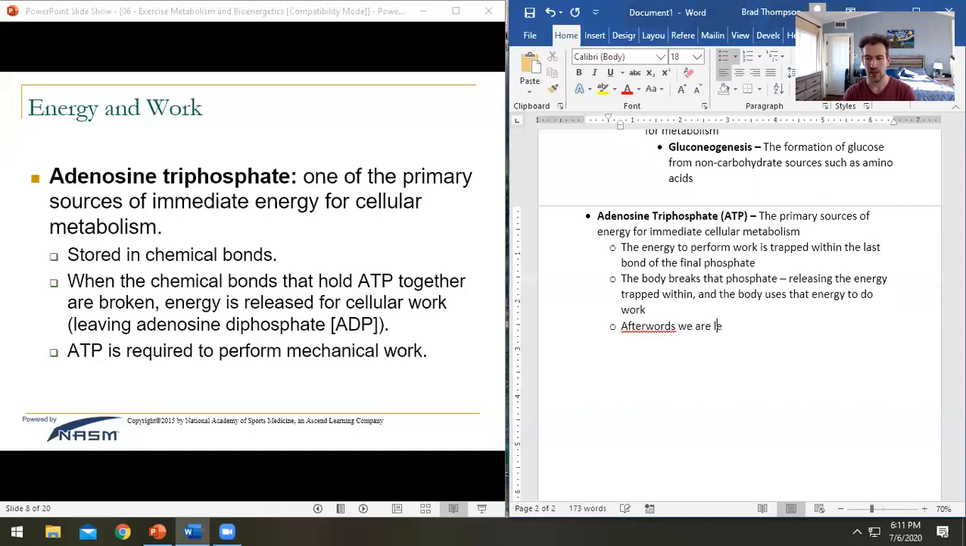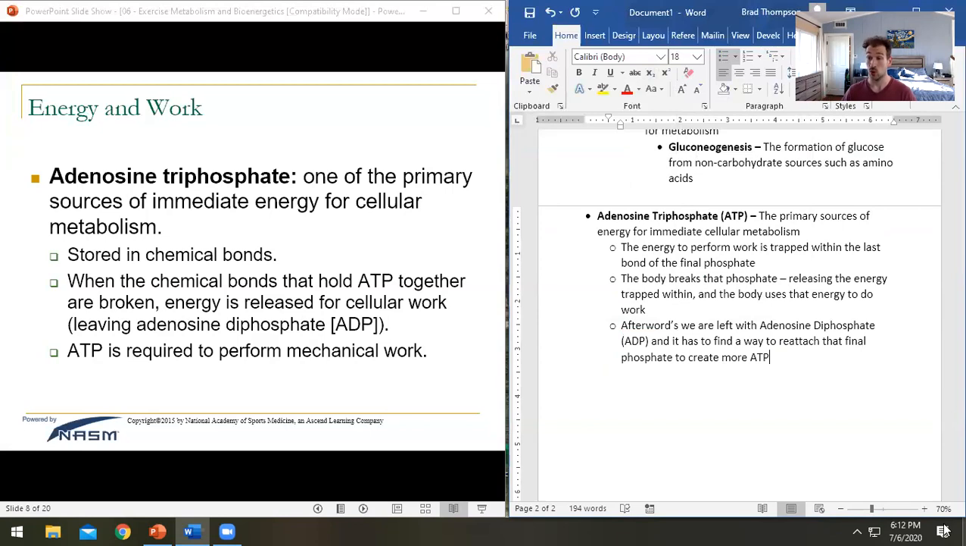Afterwards, we are left with adenosine diphosphate, ADP, and it has to find a way to reattach that final phosphate to create more ATP, because that is how we want to store energy, right?